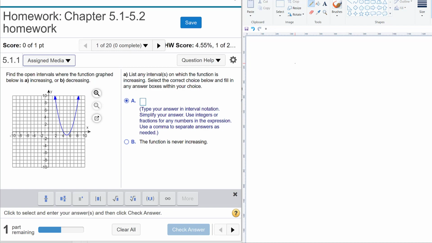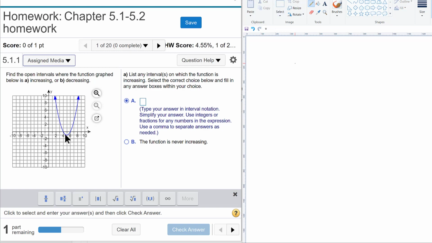Number two, when you're doing increasing and decreasing, you're using X values only. So domain values, not Y values, but X values. And the third thing is increasing means rising and decreasing means falling.